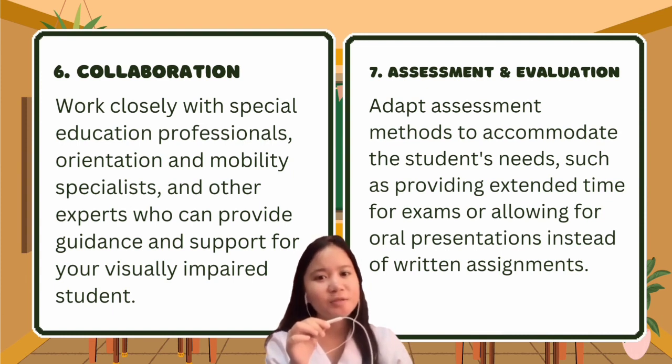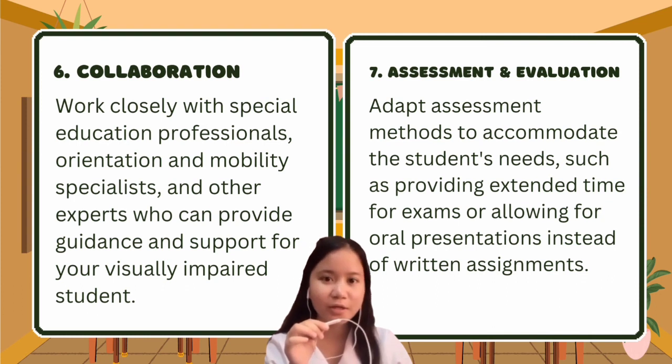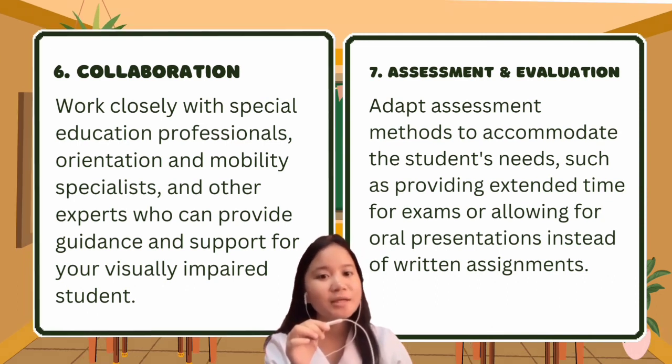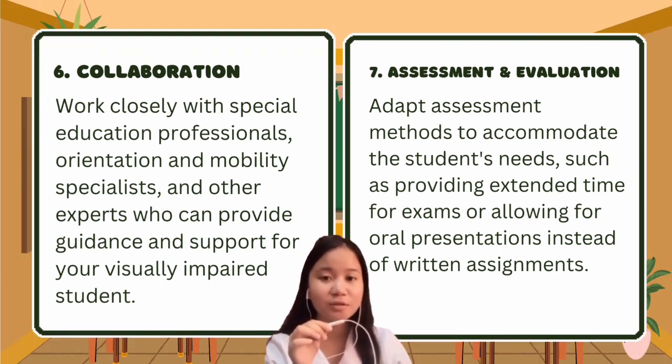So, one of the ways to handle a visually impaired child or student is through collaboration. Work closely with special education professionals, orientation and mobility specialists, and other experts who can provide guidance and support for visually impaired students.